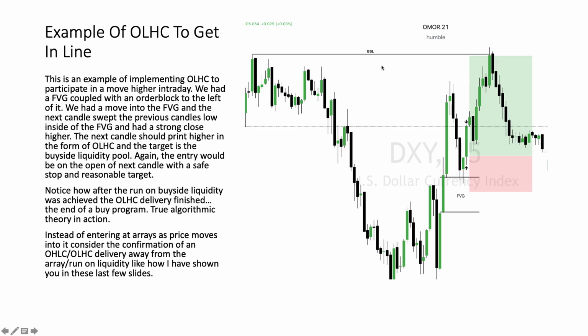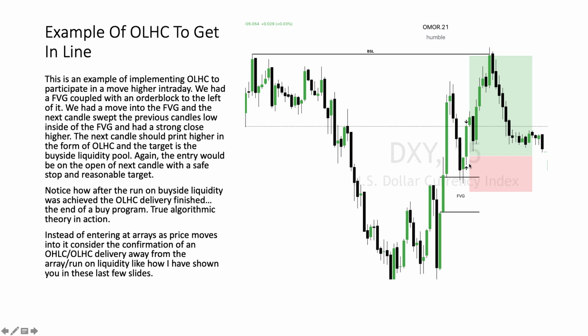Instead of entering at arrays as price moves into it, consider the confirmation of an open, high, low, close or an open, low, high, close delivery away from the array or the run on liquidity, like I've shown you in these last few slides. So here, this candle, and we're bullish, and you see that it's clear consolidation to target. We expand and displace higher, and we have two candles being a bullish order block and a fair value gap created here. You see how we trade down into it? This candle sweeps this previous candle's low and has a close higher.